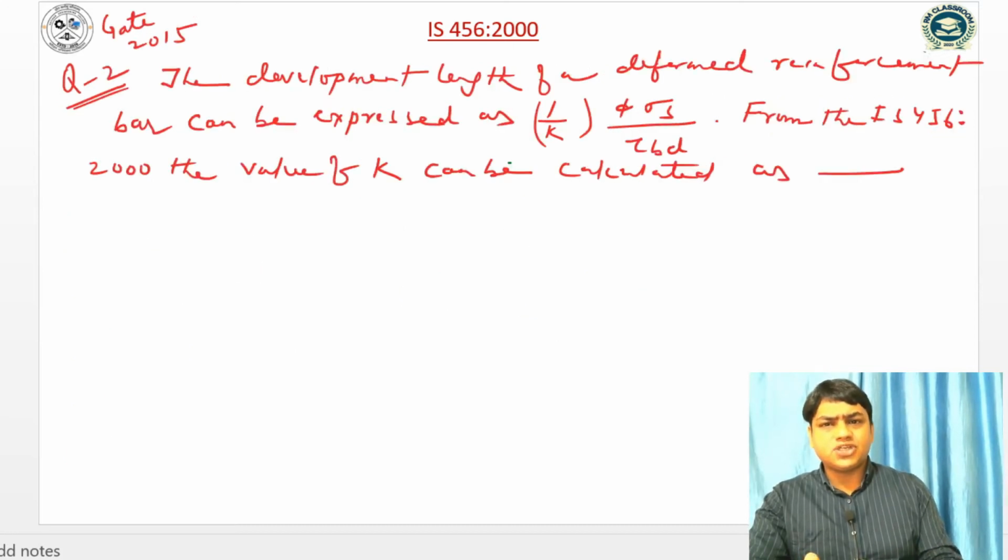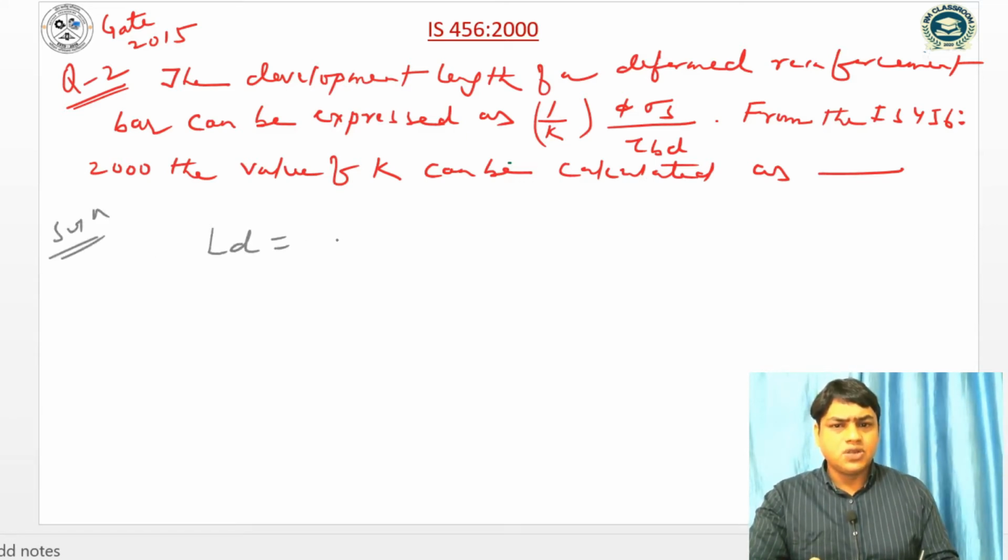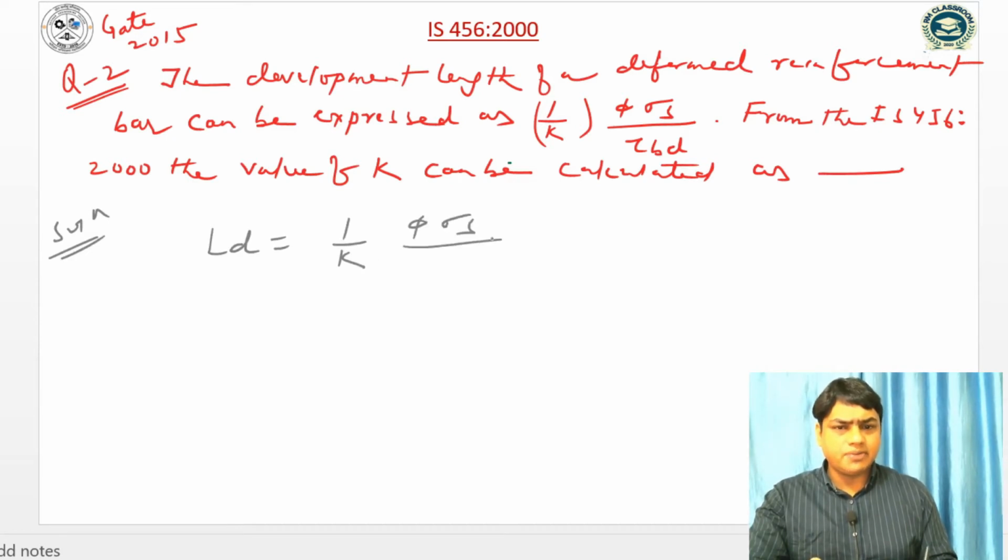Similarly, another question asked in GATE 2015: the development length of a deformed reinforcement bar can be expressed as 1 by K. So the development length expression for the deformed bar is given as Ld is equal to 1 by K into phi sigma s divided by tau bd. From IS 456 2000, the value of K can be calculated. This is a very similar question to the one I have solved.